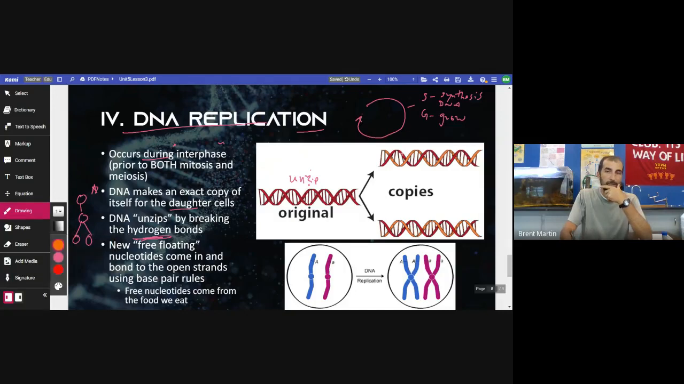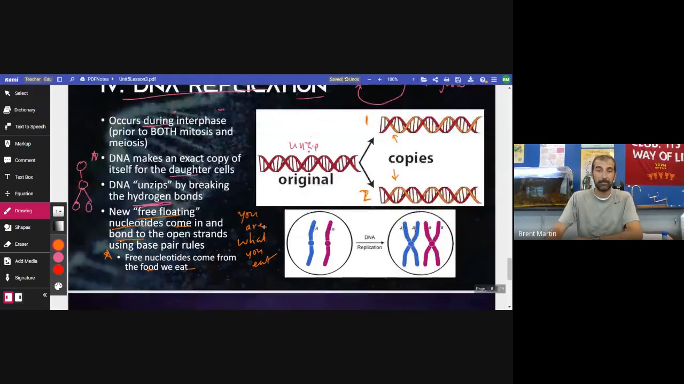And now what will happen, which you see in orange in these pictures, the free-floating nucleotides will come in and bond to the open strands. And then you end up with two identical copies from one parent cell. Right, and the funny thing about that is these free floating nucleotides that come in and attach to the original parent strand, you get these from the food you eat, which is kind of wild because if you've ever heard this before, you are what you eat. Because when you eat something, you eat its DNA, and then that DNA eventually incorporates itself into your DNA. So that's kind of wild to imagine.